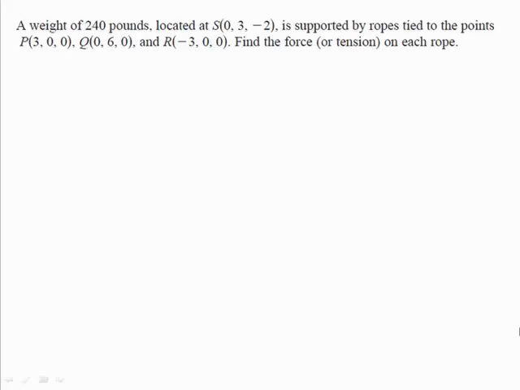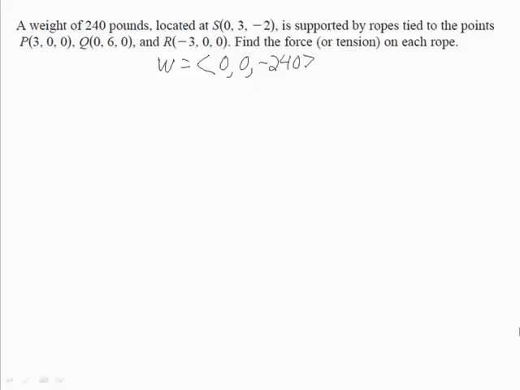A weight of 240 pounds located at S, the ordered triple 0, 3, -2, is supported by ropes tied to the points p, the ordered triple 3, 0, 0, q, the ordered triple 0, 6, 0, and r, the ordered triple -3, 0, 0. Find the force or tension on each rope. The downward force of the weight is represented by the vector W equals the vector 0, 0, -240. The force vectors corresponding to the ropes are as follows.